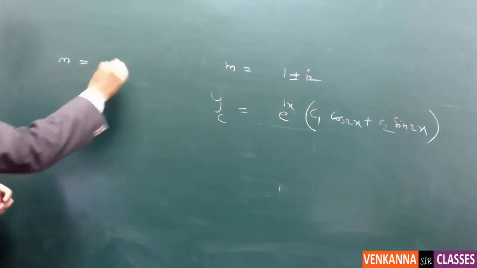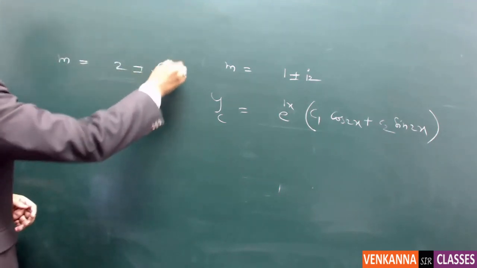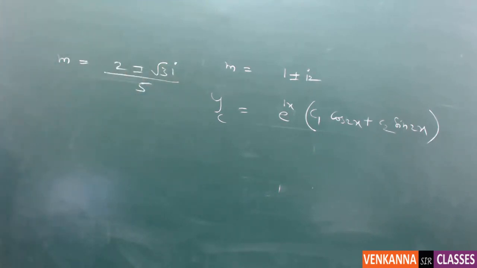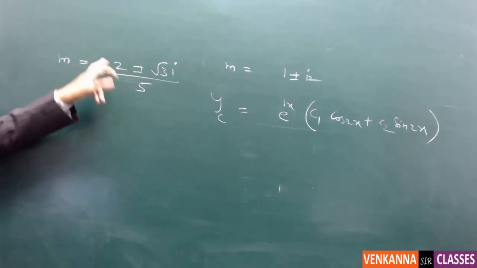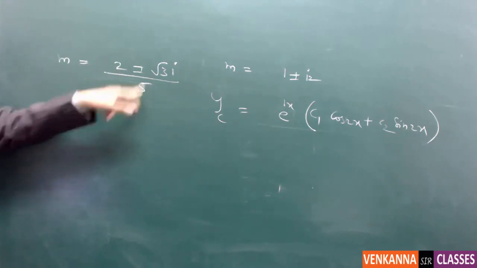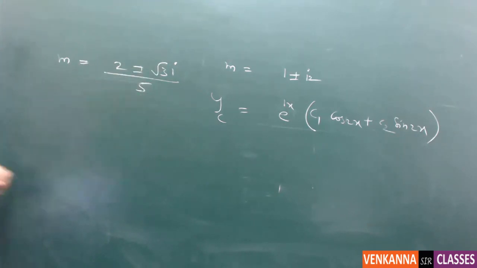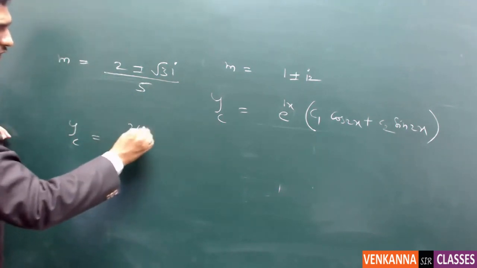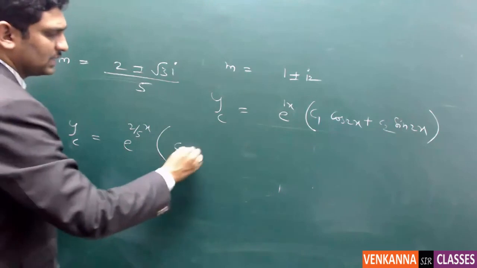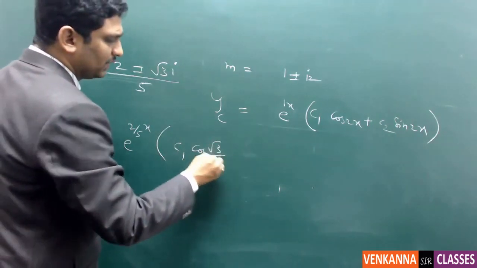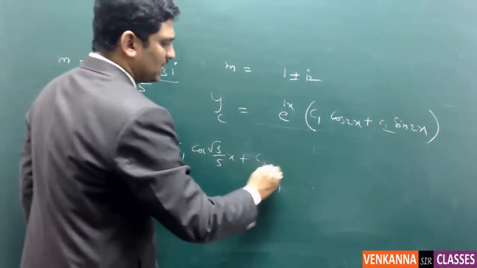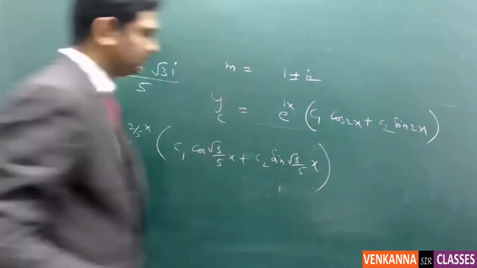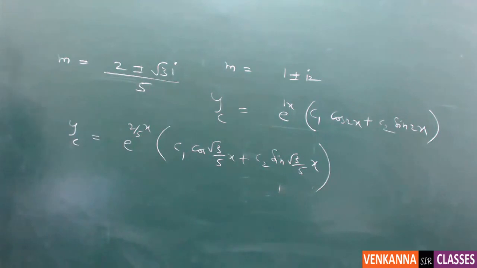Take m equal to 2 plus or minus root 3i by 5. So here the real part is 2 by 5, the imaginary part is root 3 by 5. So the general solution is given by e power 2 by 5 x, into c1 cos root 3 by 5 x plus c2 sin root 3 by 5 x. So this is the general solution. Okay.